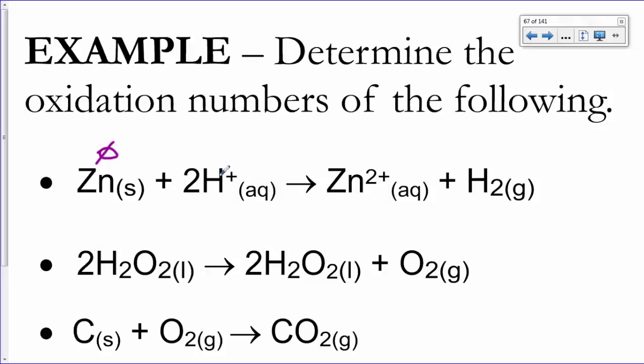You could use this one right here then and say, well, hydrogen went from +1 to a form of 0. How do you get from +1 to 0? Well, that means you'd have to gain electrons, so that means that hydrogen is reduced.